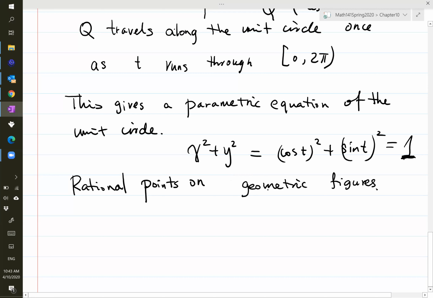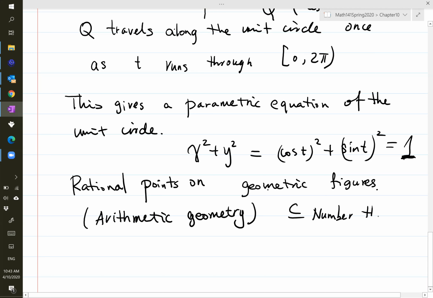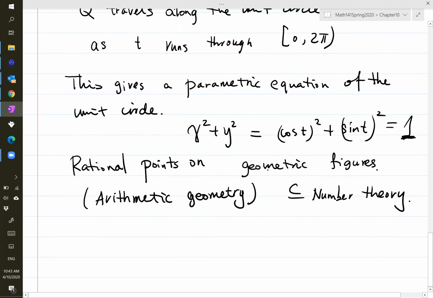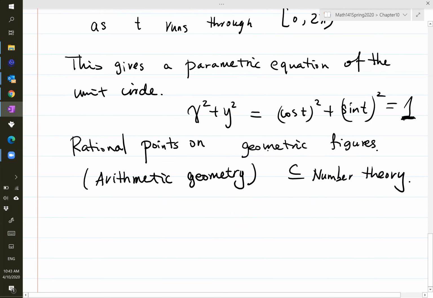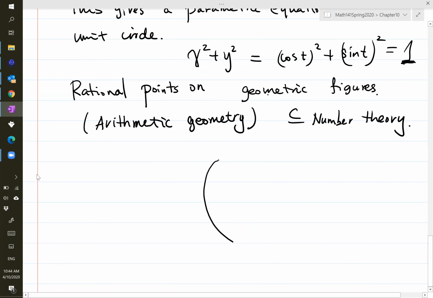This is a huge topic. This is called arithmetic geometry. Right now, there are many open problems in arithmetic geometry. This is a branch of number theory, a subset of number theory. The idea is the following. Let me just mention a little bit of the idea.